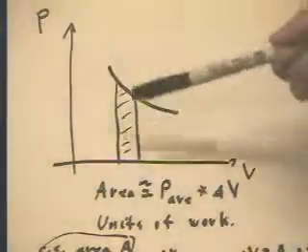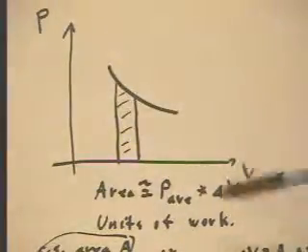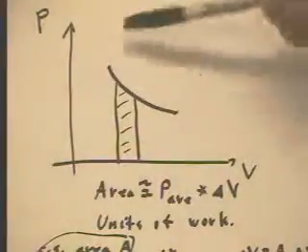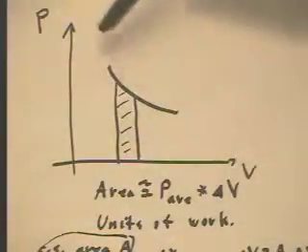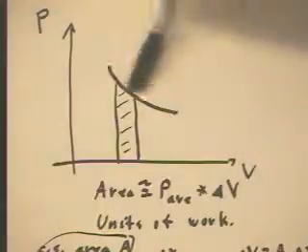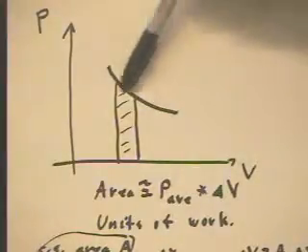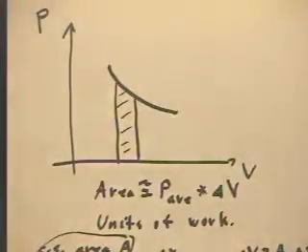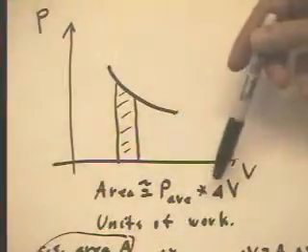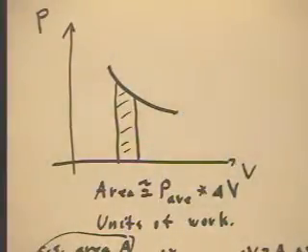If we have a graph of pressure P versus volume V for a gas, then in a typical expansion we might have an increasing volume and a decreasing pressure, so this segment of a curve might represent a part of an expansion. The area under this curve is, in a sense, equal to the average pressure times the change in volume.